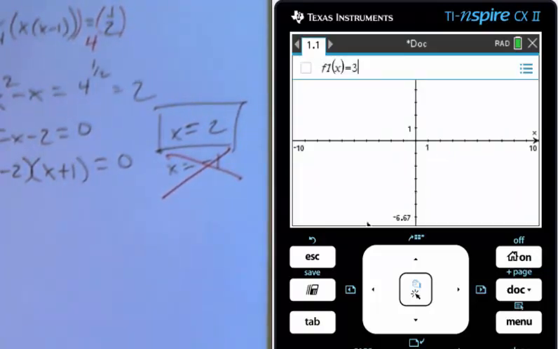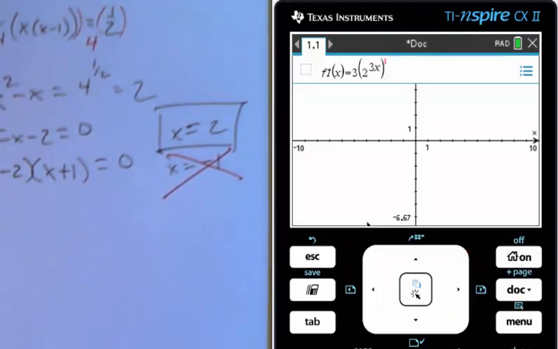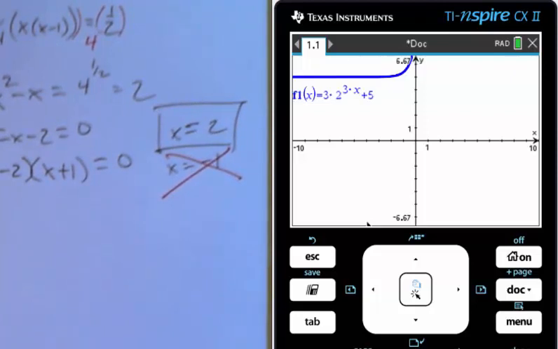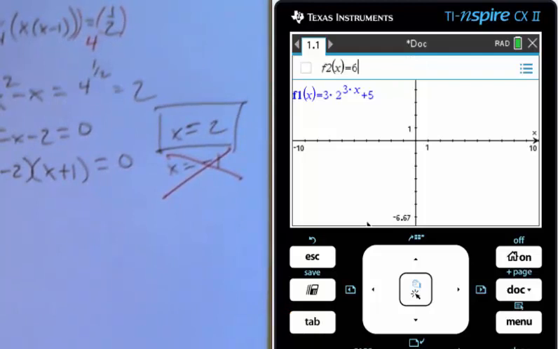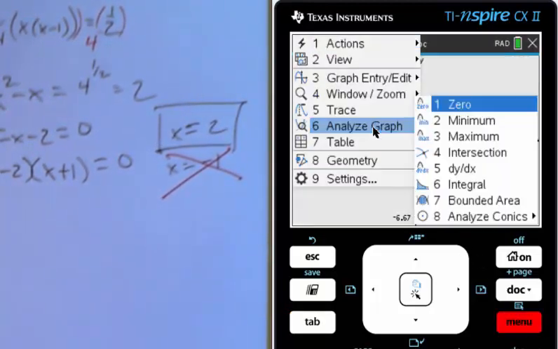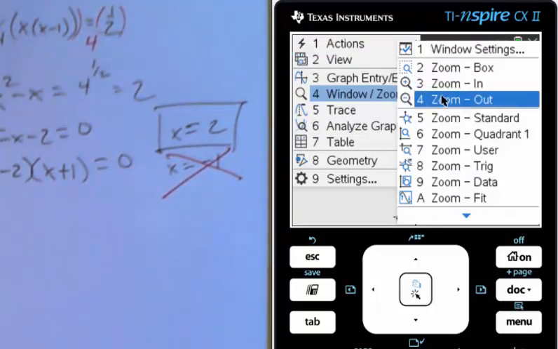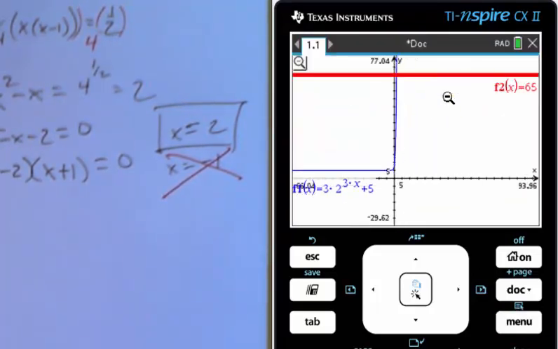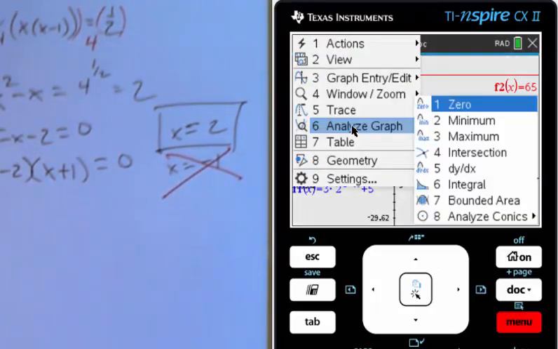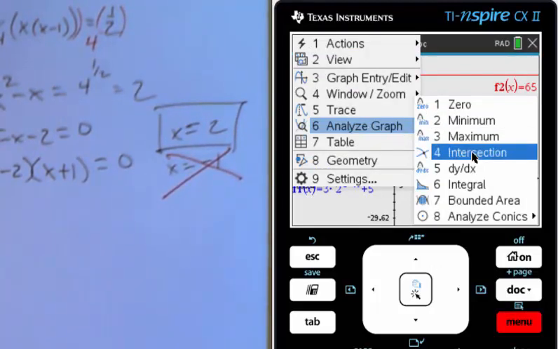I'm going to type in the left-hand side, 3 times 2 to the 3x plus 5. I'm going to graph the line, the right-hand side, which is the horizontal line 65. I'm going to zoom out until I can see the intersection of these two graphs. There we go. And then I'm going to use my graphing calculator to find the intersection.